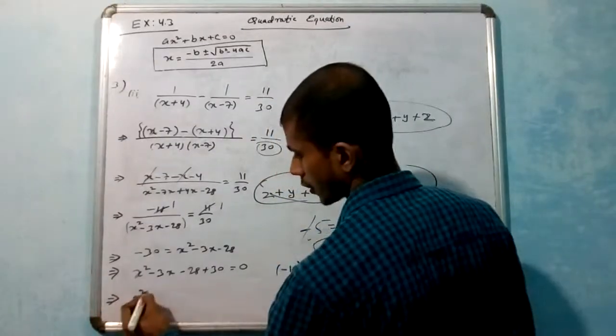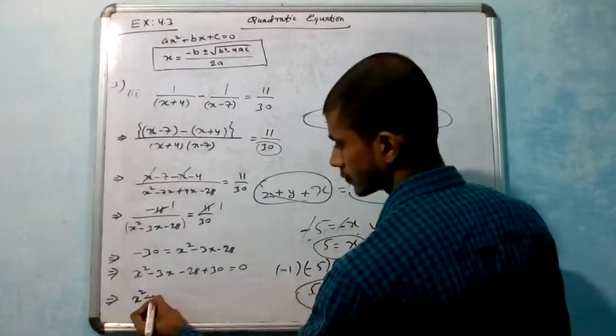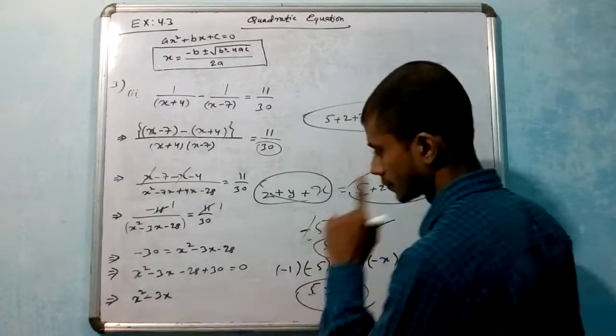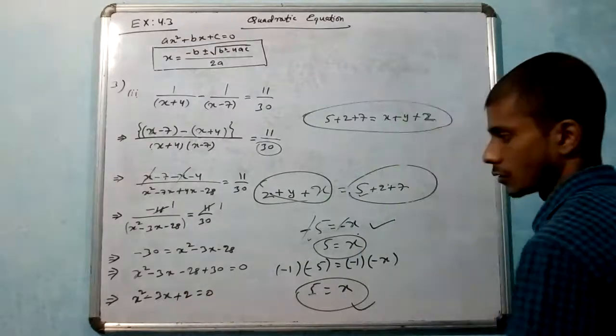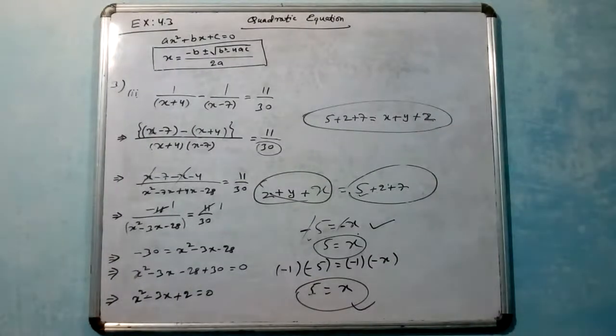Then next, x square minus 3x plus 2 is equal to 0. Clear? Now you can use the quadratic formula.